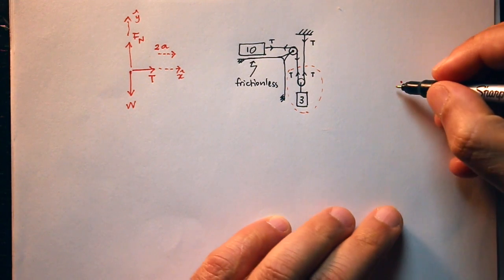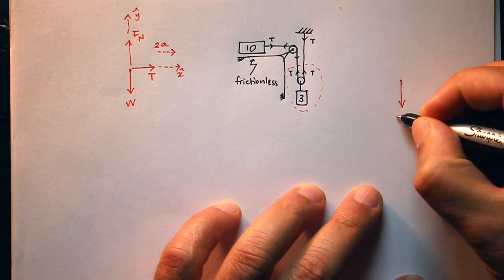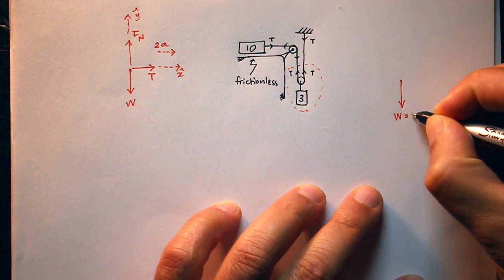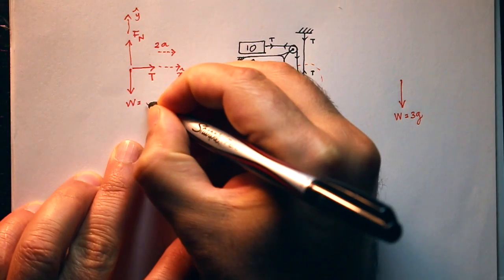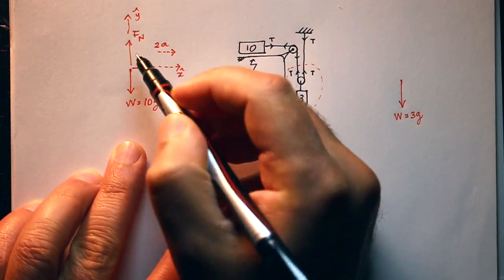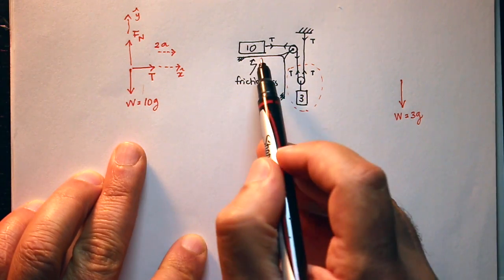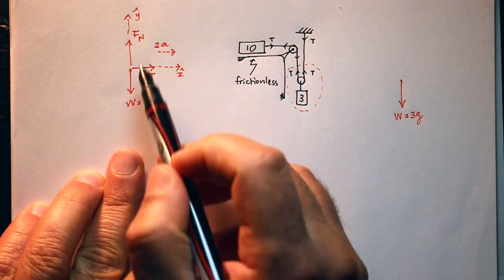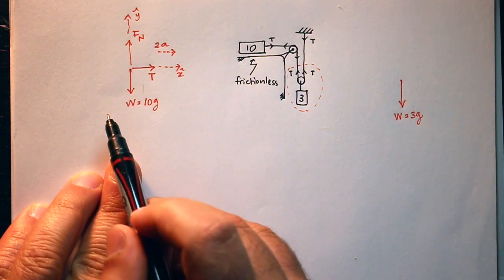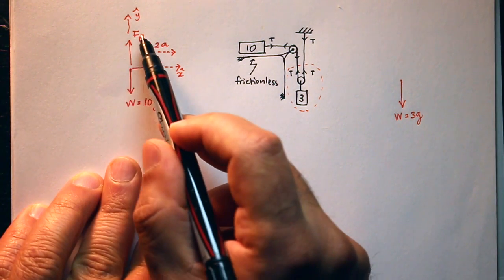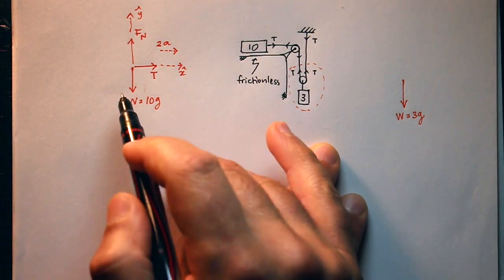I can see that, first of all, there's the weight of the 3 kilogram mass, which is going to be 3g. Sorry, I forgot to write 10g here. The fact is this really doesn't matter. The y in this case doesn't matter because there's no friction. If there was friction, I would care about this y because the friction force would be proportional to the normal force, which I would figure out knowing what the weight is. But in this case, it doesn't matter.